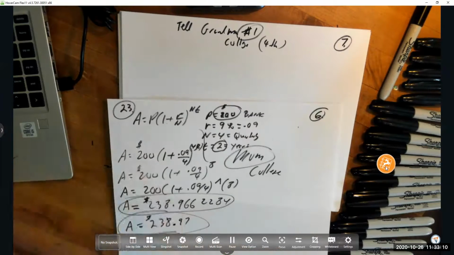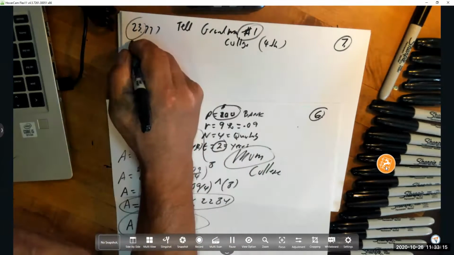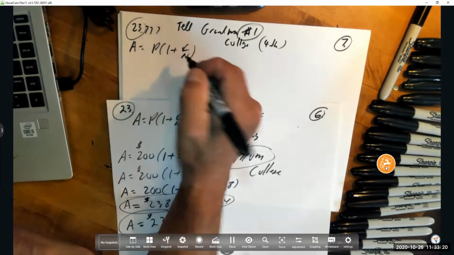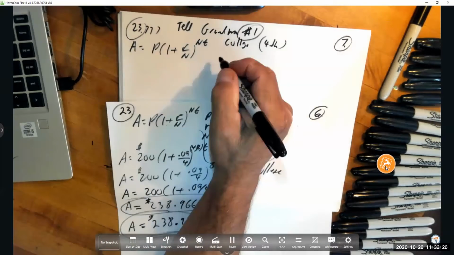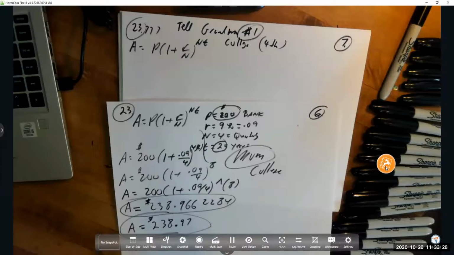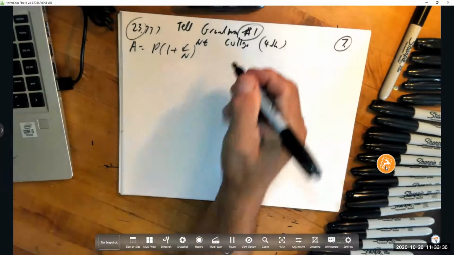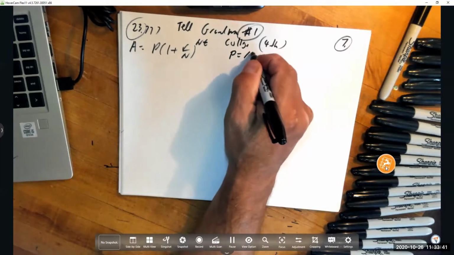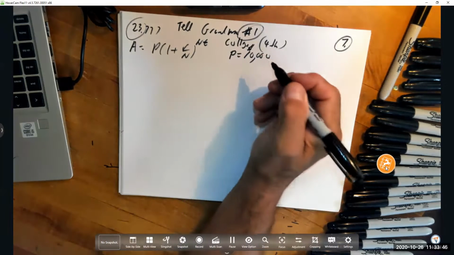Sure. So let's do this right here. 23.777. Same formula. I'm just going to change the numbers in here, okay? All right. So tell Grandma, how much money can you take out of your Social Security retirement money and put it in an account so that I'll have money in the future? Grandma says, well, Grandpa and I can take out this much money and put it in an account just for you. We're going to put $10,000 in an account for you for the future.